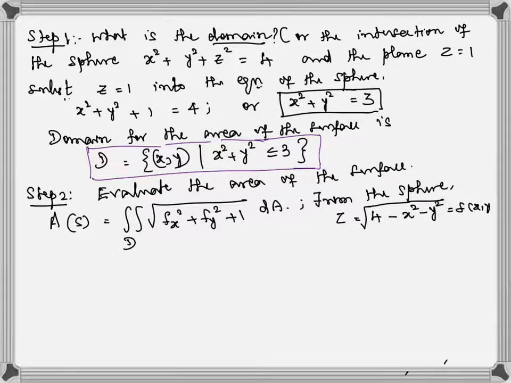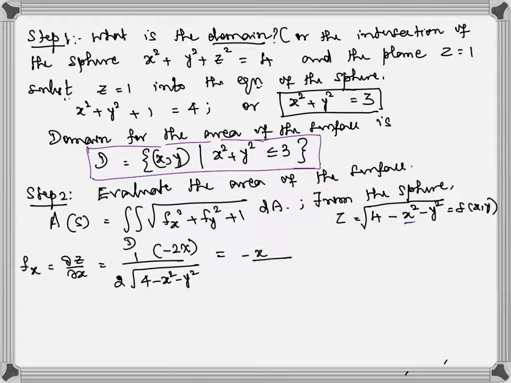So we have to get the partial derivatives now for this f of x, y, or z. F sub x is the partial derivative of z with respect to x, which is 1 over 2 square root of 4 minus x square minus y square, which is the outer derivative, times the inner derivative with respect to x, that will be negative 2x. So simplifying, we get negative x over square root of 4 minus x square minus y square. Similarly, f sub y, or partial derivative of f with respect to y, would be negative y over square root of 4 minus x square minus y square.